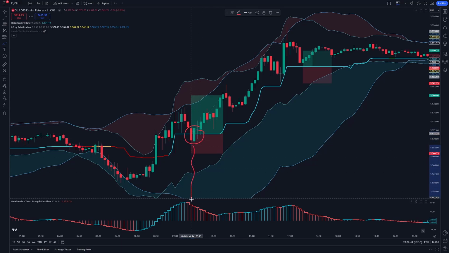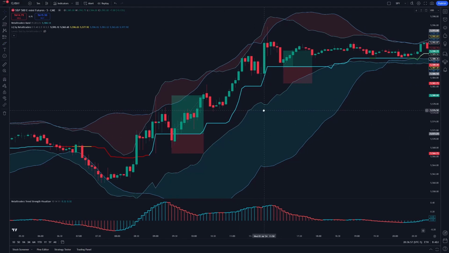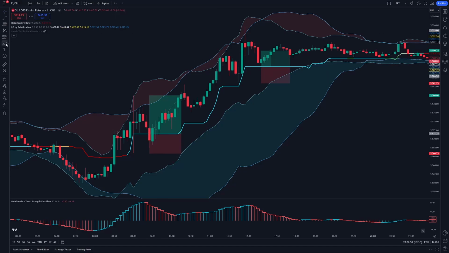And I took a long here for the simple reason that there's a lot of bullish strength and it tapped the band. I got in right when this green candle started coming back up because I like to see at least a little bit of confirmation. Sometimes I jump before, but I like to see a little bit of confirmation.